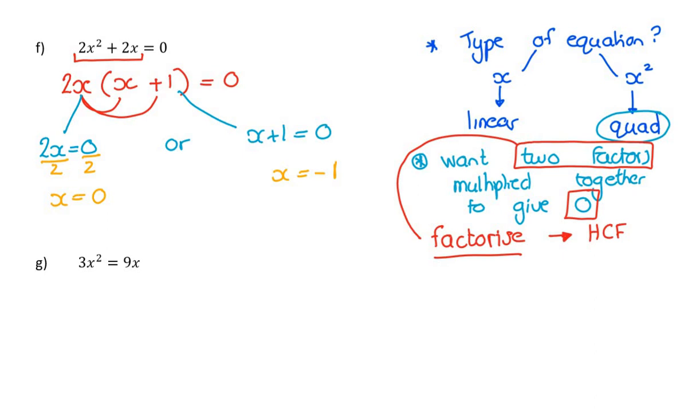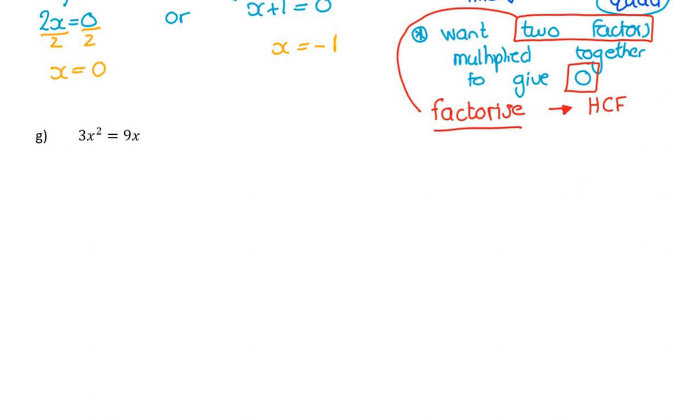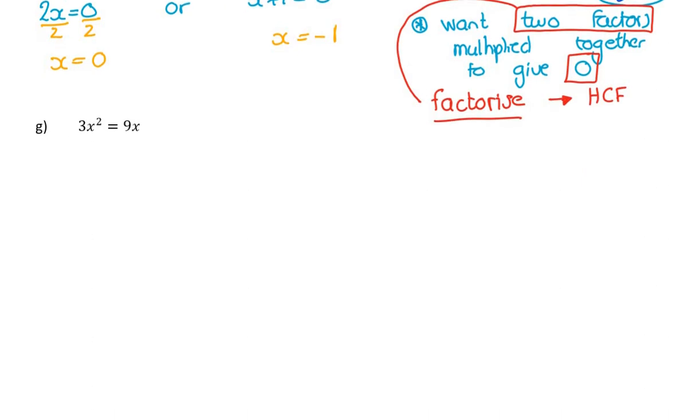So when we write down our steps in a moment, one of our steps is going to be factorize to get two factors multiplied together. So let's have a look at G before we write down our steps. Don't forget, I'm going to leave that little note there. What's the goal in a quadratic equation? You want to get two factors multiplied together to give you 0.